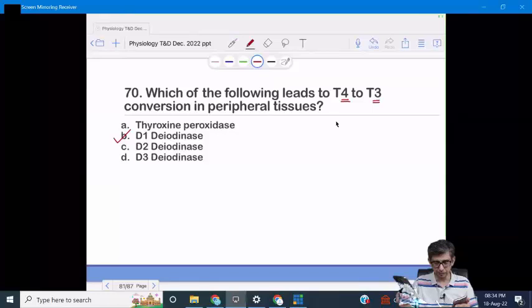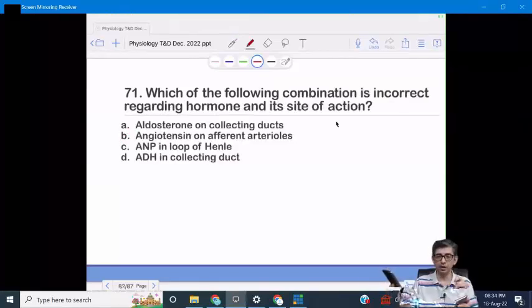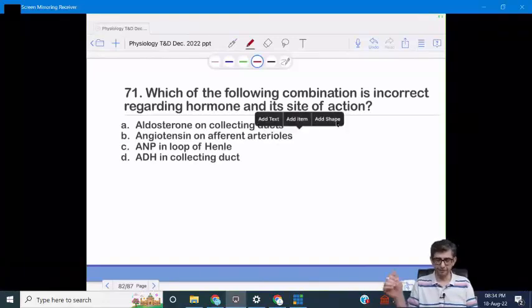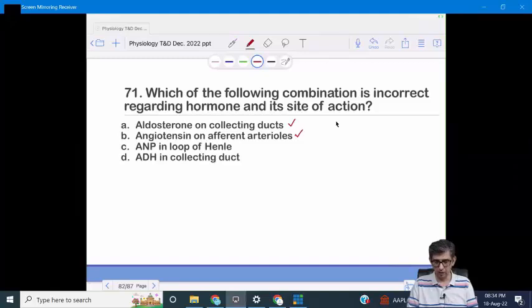71 says which of the following combination is incorrect regarding hormone and its site of action? Aldosterone on the collecting ducts. Okay, fine. Aldosterone will act on distal tubule and collecting duct both. Angiotensin acts on afferent arteriole. Okay, looks like a decent statement. ADH in the collecting duct is also fine, but ANP in loop of Henle.